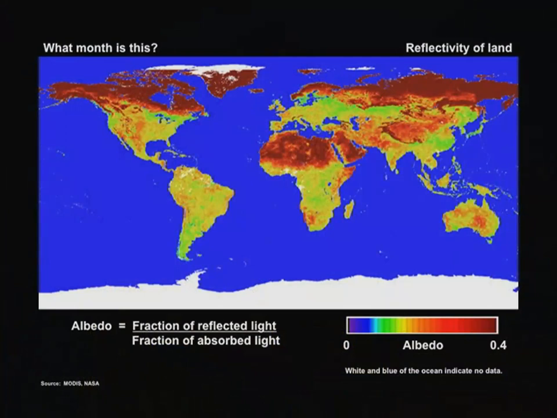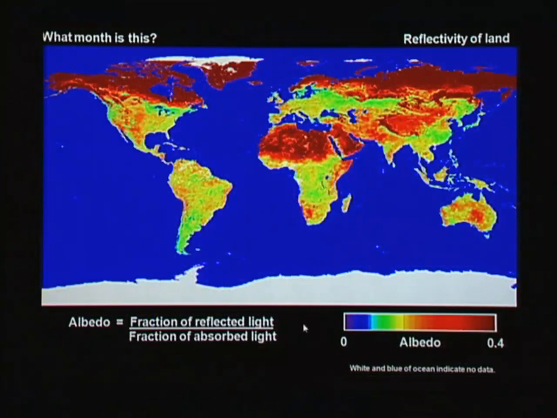This is an actual reflection map, so it's showing what parts of the Earth are the most reflective. The word albedo is used a lot in global change discussions. The word albedo describes the reflectivity of land or ocean or a surface. If you have sunlight coming in, what amount of it is going to be reflected versus absorbed? So in this case, a fraction of reflected light is high at high latitudes.